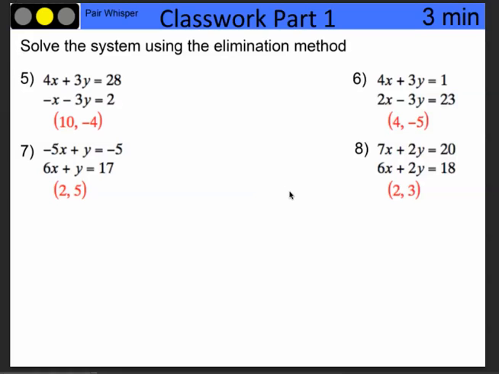Alright, try these 4 classwork problems on your own. The solutions are here so you can check if you did it right. If you get stuck, raise your hand or ask somebody next to you. Ready, set, go. When you're done, there's more examples.